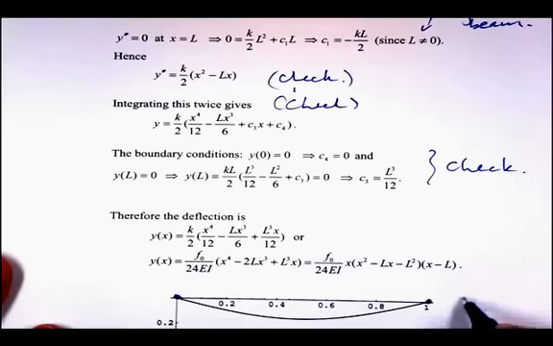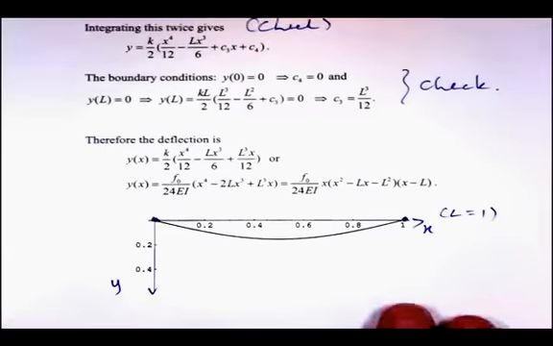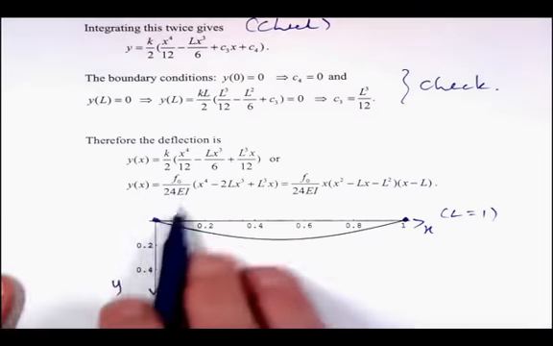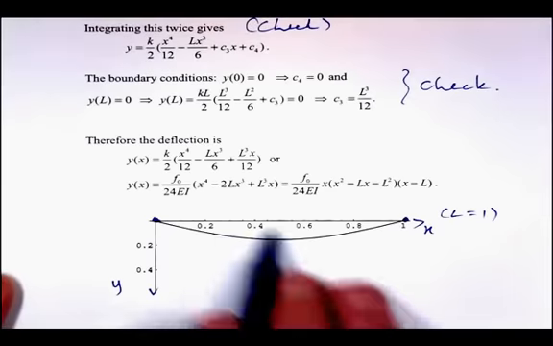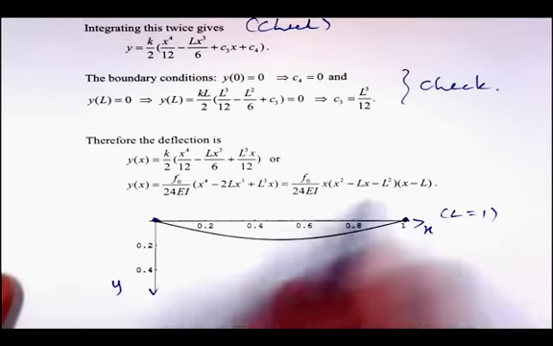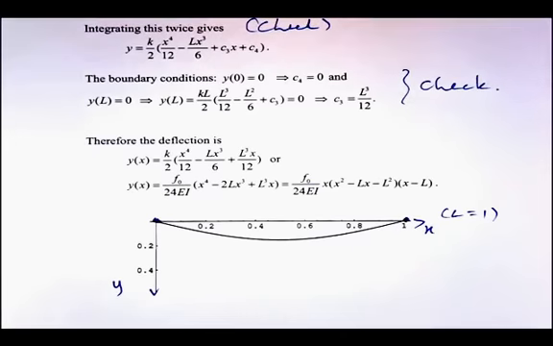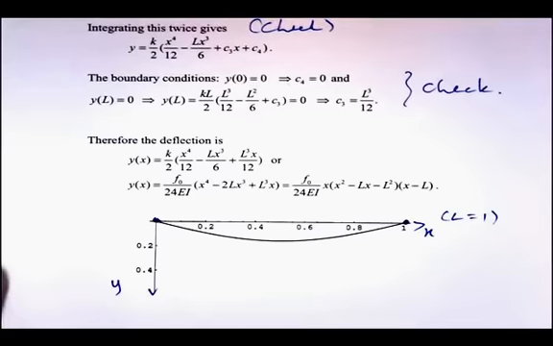In this case, I've drawn this graph with L equal to 1. This is x. This is the positive direction for y. And for some reasonable values of f0 and E and I, we get this sort of deflection curve when you graph this. Okay, so this is the way that the beam has bent under a uniform load, forming y like this. Any questions?